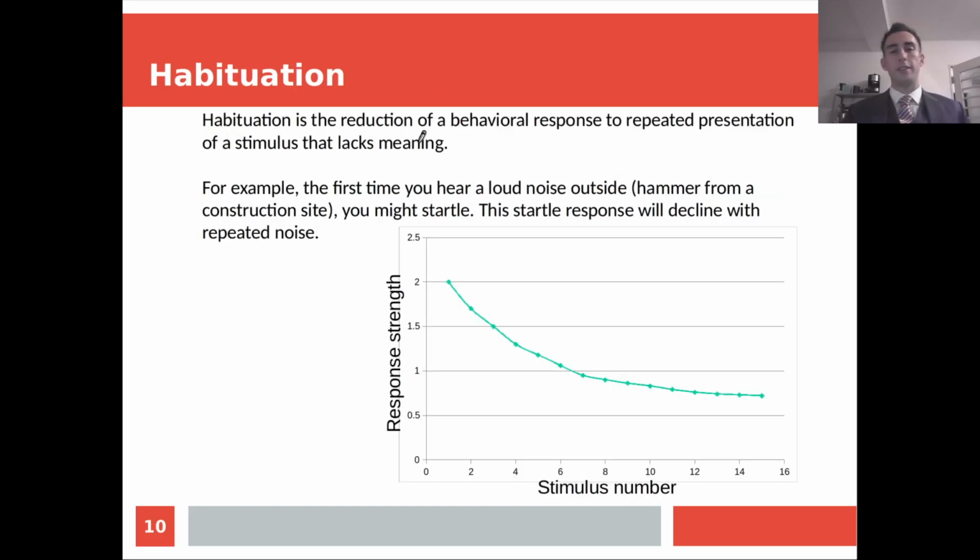So habituation is the reduction of a behavioral response to repeated presentation of some stimulus that has no meaning. So for example, the first time you hear a noise from outside, like the hammer from a construction site, you might jump and look over it and try to see what's wrong. But then after they keep hammering over a long time, minutes or hours or days or whatever, your response will decrease over time. You'll start to be less surprised by the hammer until sometimes you even ignore it totally. Your response goes to zero.